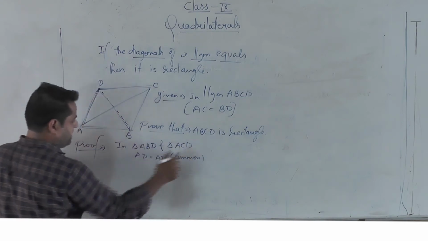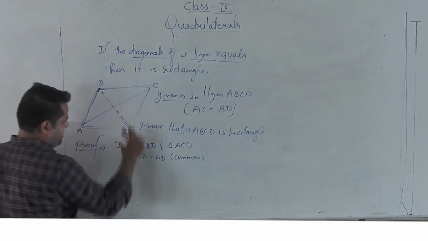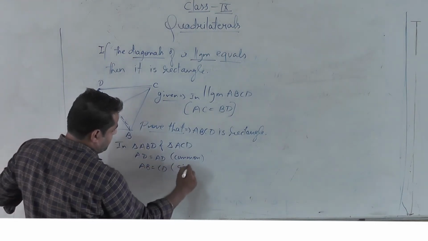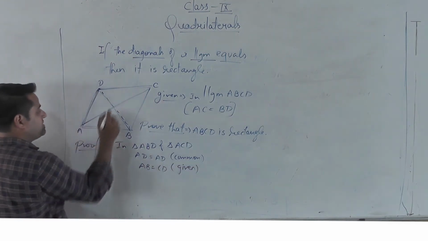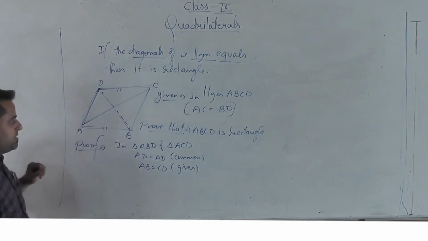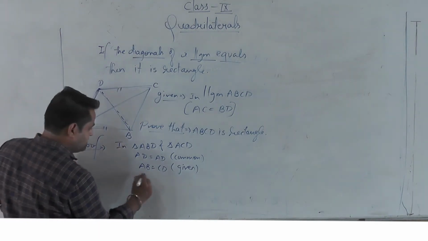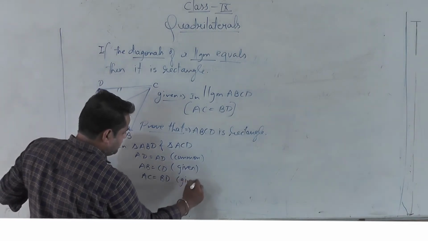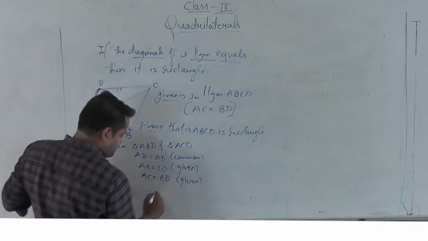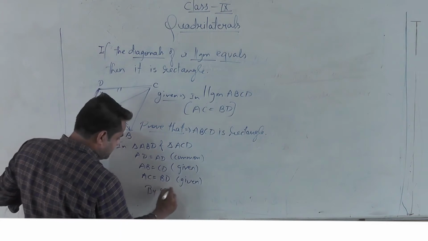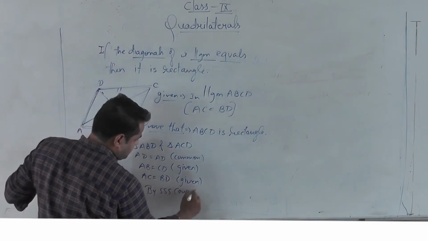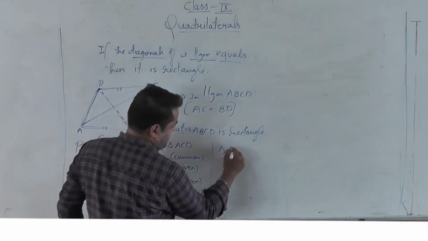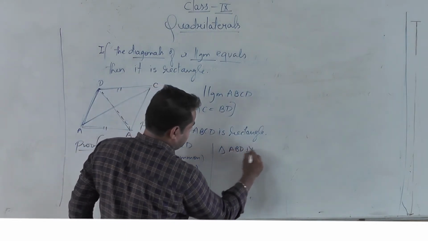here, AD. Second, AB and CD are equal because it is given that this is a parallelogram and opposite sides are equal. The third thing is the diagonal. Diagonals AC and BD have been given to us as equal. So by the side congruency criterion, both the triangles, ABD and ACD, are congruent.